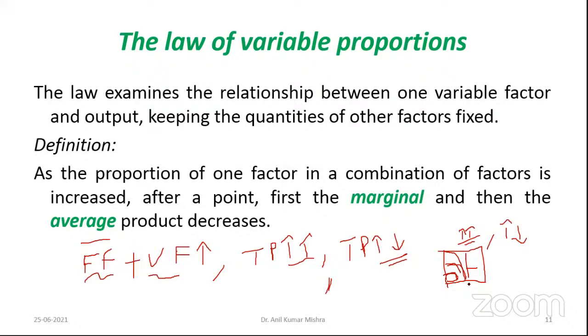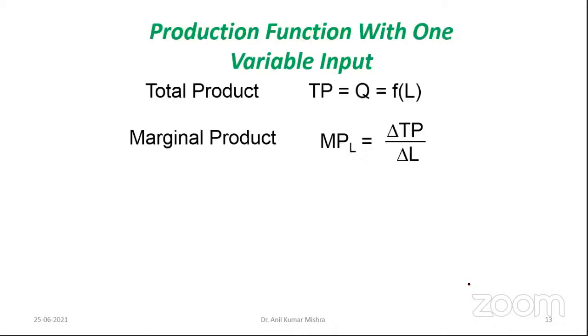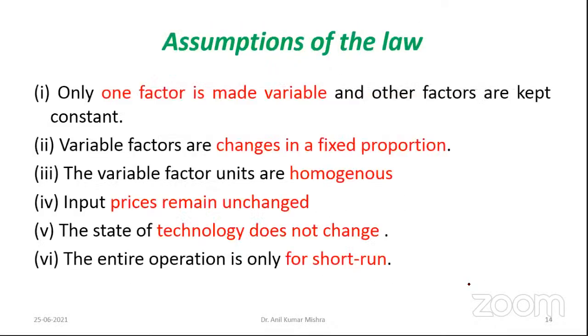While we explain any law in economics, it is based upon certain assumptions. Let's proceed with those assumptions. What is that set of assumptions? The most important assumption is that only one factor is made variable and all other factors are kept as constant.